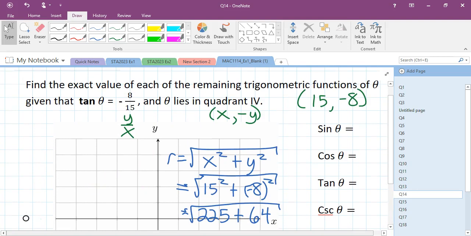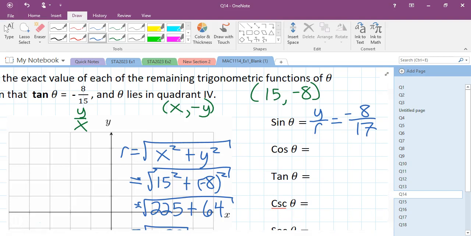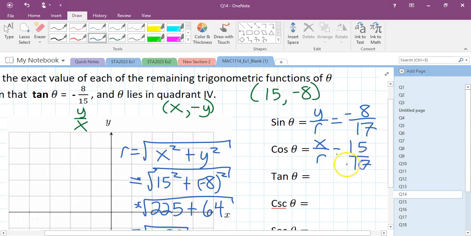So, now that we know everybody, all we start doing is figuring out all the pieces of information. How do we find sine? Y over r. So what's the y value? -8. What's over 17? Perfect. There you go. How do we find cosine? X over r. 15 over 17. Perfect. How do we find, well, tangent we already know. Tangent we already know, so we know it's negative 8 over 15.